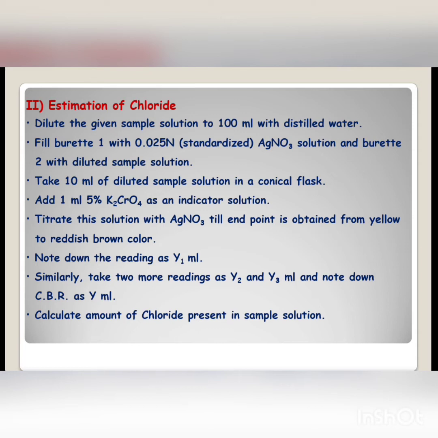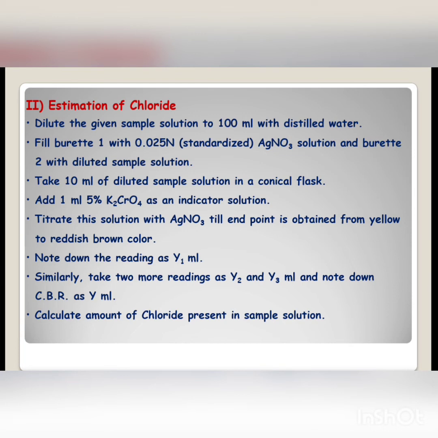So we will now calculate the normality of silver nitrate by the formula N1V1 = N2V2. Here N1 we have to calculate, V1 is x, which is your end point or constant burette reading, then N2 is 0.025 normal, which is the normality of NaCl, into V2, which is 10 ml. We have taken 10 ml of NaCl, so we have written 10 here, and by using this formula we can calculate N1, the normality of silver nitrate solution.